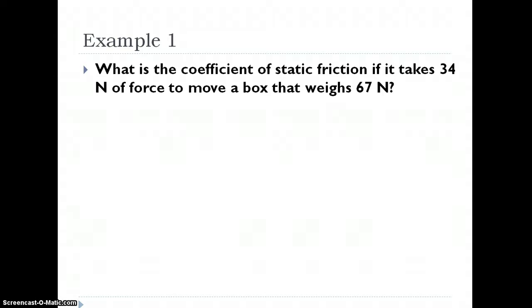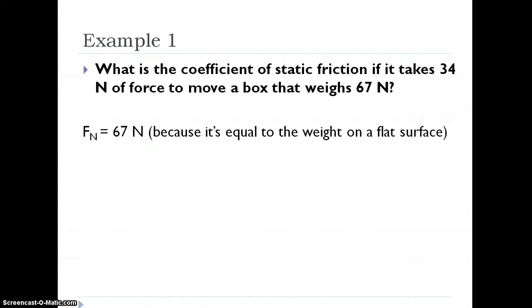If it's a box sitting on the ground, assuming that it's level ground and they don't tell you anything that would give you a hint otherwise, the weight equals the normal force. So you'll see a lot of problems like this. So they give you the normal force, and they're asking you in this case for the coefficient of friction.